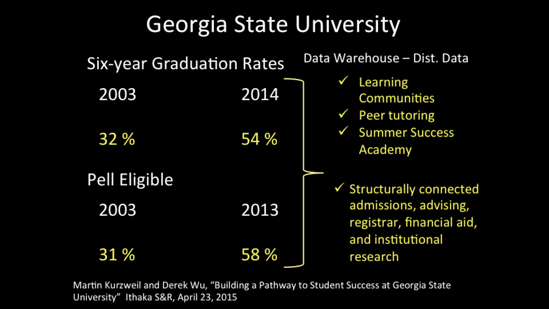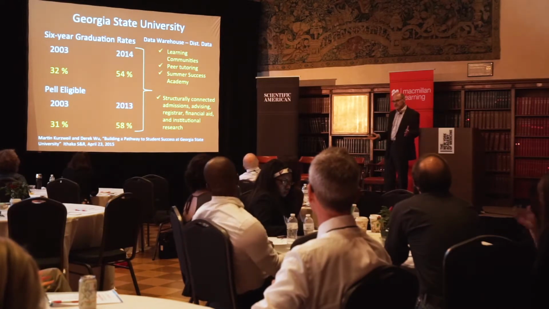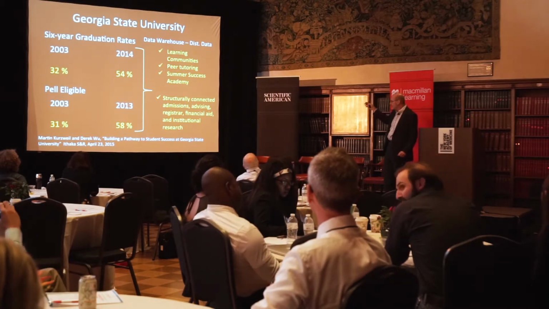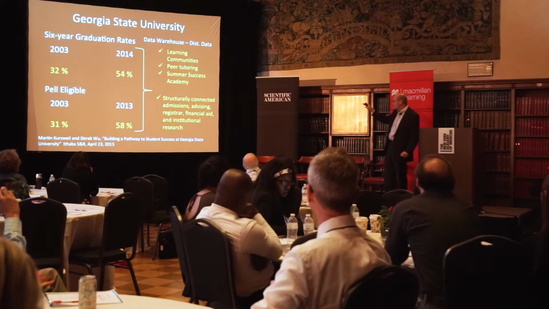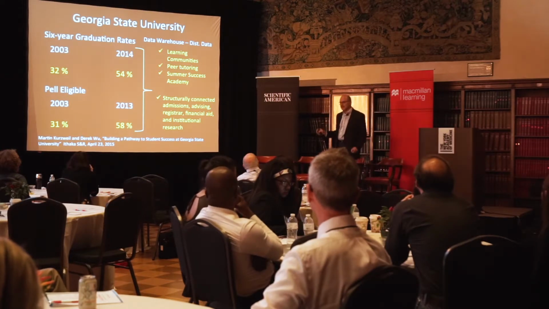Or to take an example of somewhere that didn't have the luxury to build itself up from the ground up, Georgia State, a well-known case example, increased their graduation rates significantly over the last 13, 15 years, and increased their Pell eligibles significantly at the same time. How'd they do it? A huge data warehouse that distributes data on at-risk students to people all over the campus. But that's just part of what they did. They created learning communities, peer tutoring, a summer success academy, and they structurally connected admissions, advising, registrar, financial aid, and institutional research. And really, that's the so-called elegant detail that makes all the other stuff work.